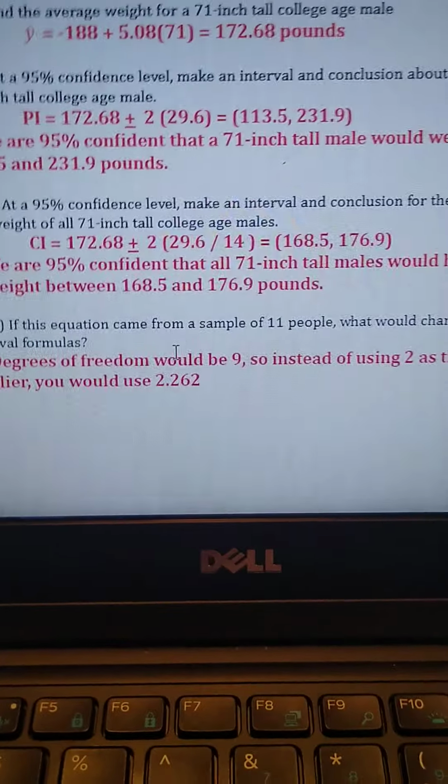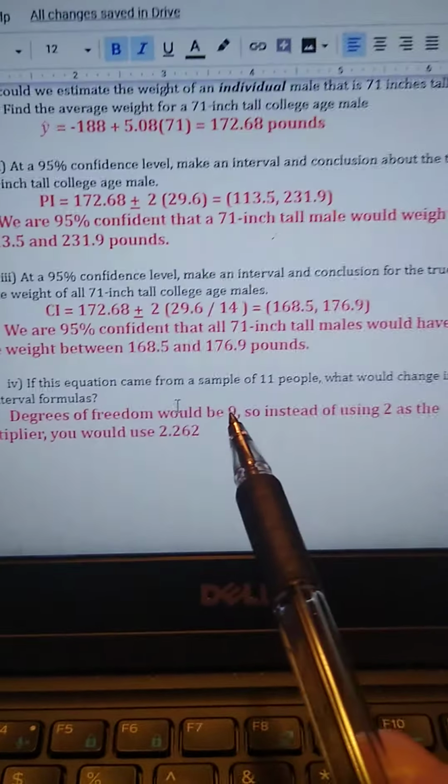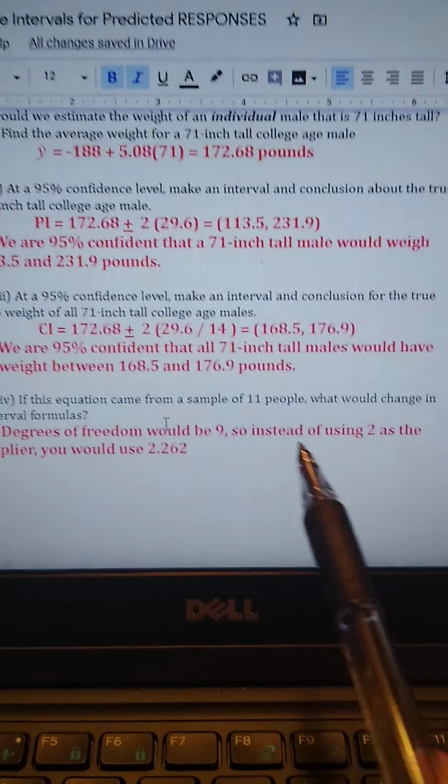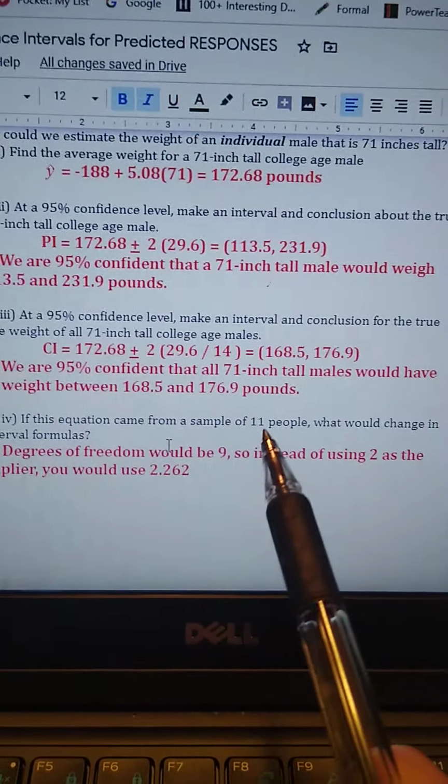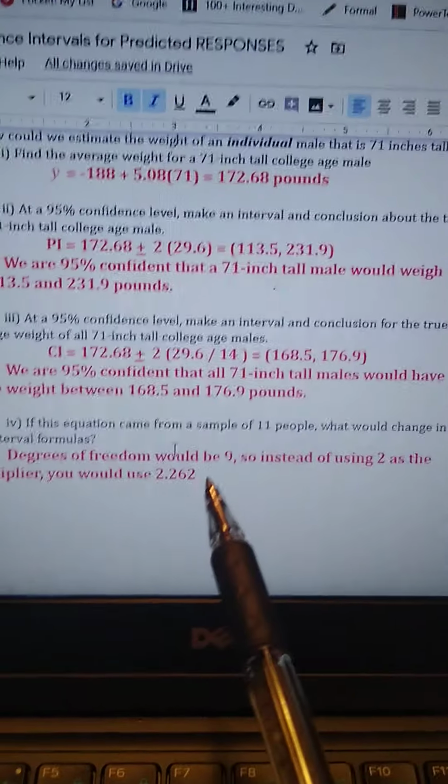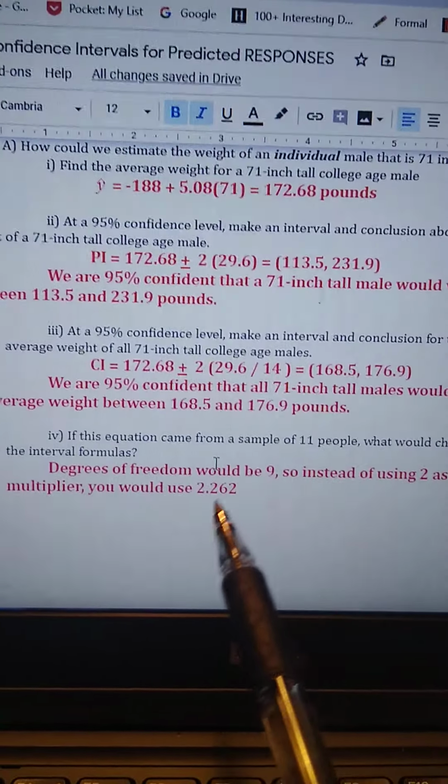I would look up in the chart in the back of the book. This is t-score. So instead of using 2, since my sample size is not big anymore, I would use the t-score that matches the degrees of freedom of 9, which is 2.262.